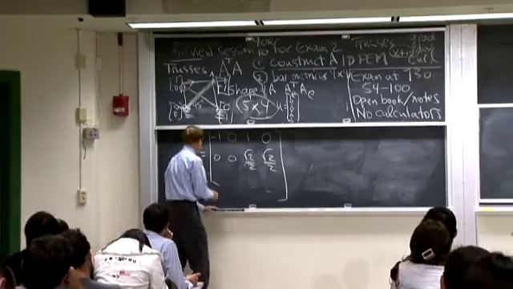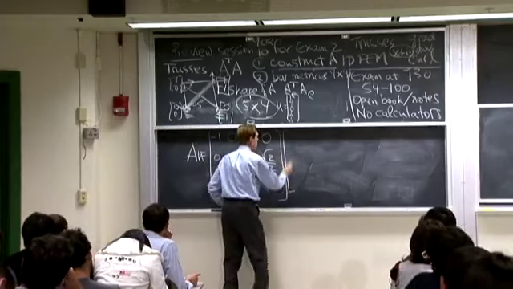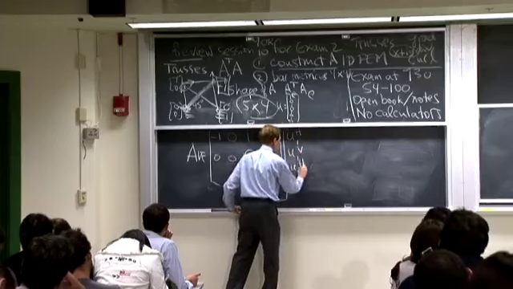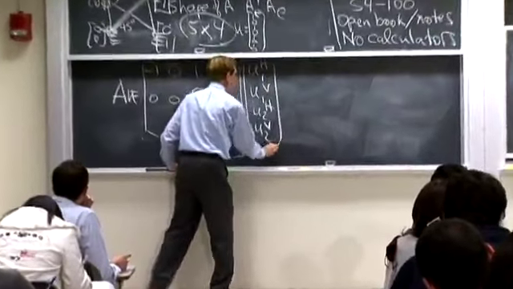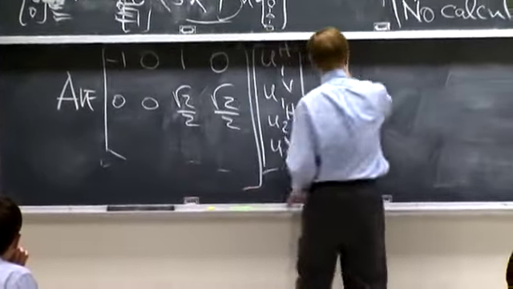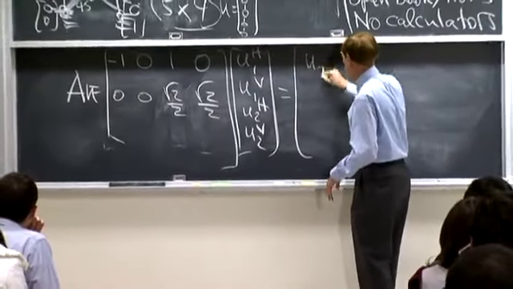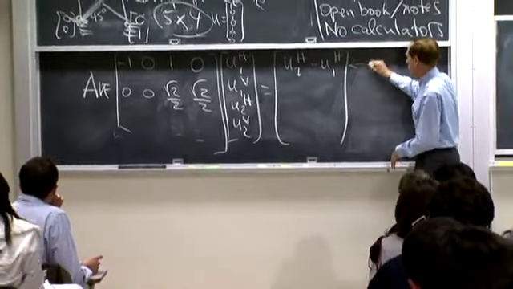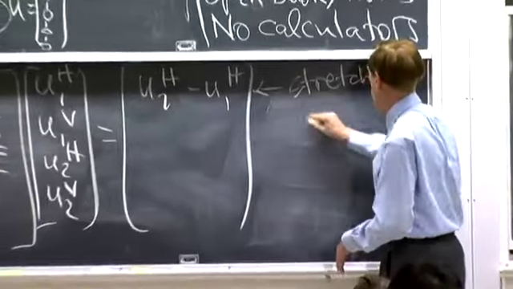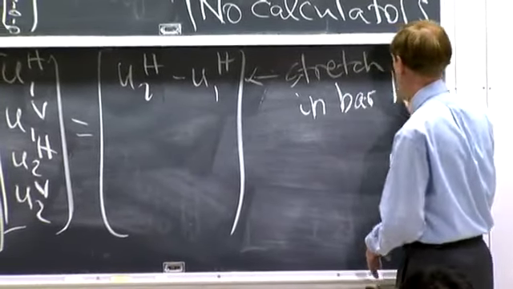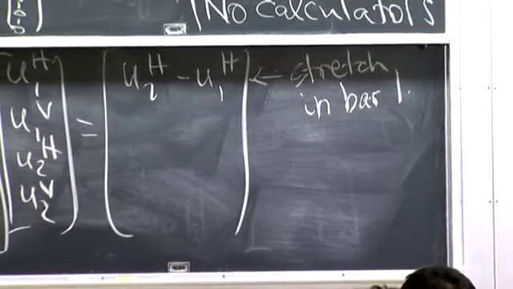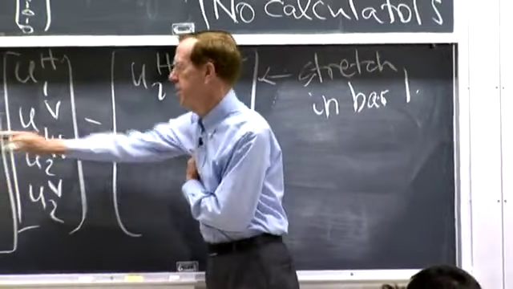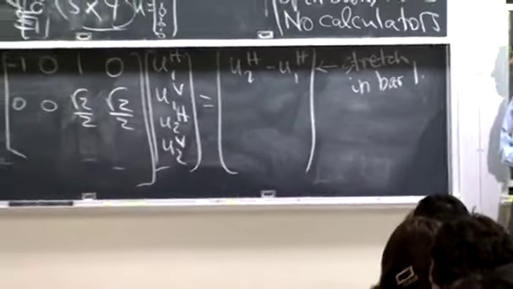You remember, I'm always thinking of multiplying this by U. I think of multiplying that by U1H, U1V, U2H, U2V. And this top row should give me U2H minus U1H, which is the stretch in bar 1. So that would be a typical one, at least typical of one where I do see a cosine and a sine.